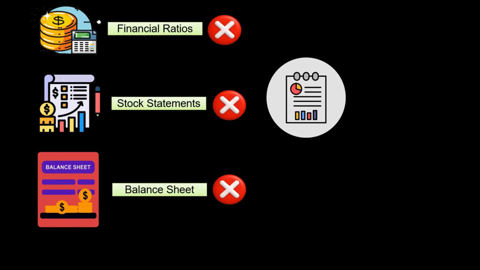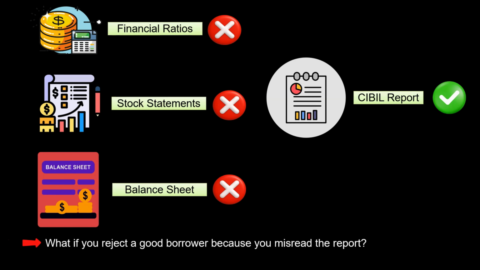Yes, you heard that right. Not financial ratios, not stock statements, not balance sheets, just the CIBIL report. Because inside every CIBIL report lies the truth about a borrower's behavior. And missing one hidden red flag can destroy your career, damage your branch portfolio, and put you in the audit spotlight. So friends, let me ask you, what if you reject a good borrower because you misread the report?